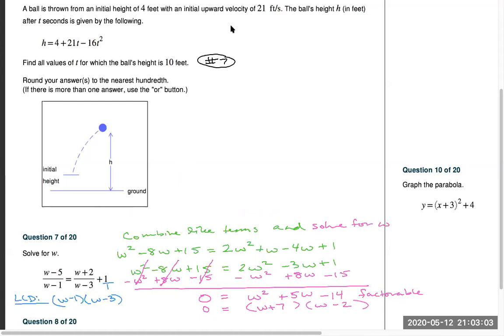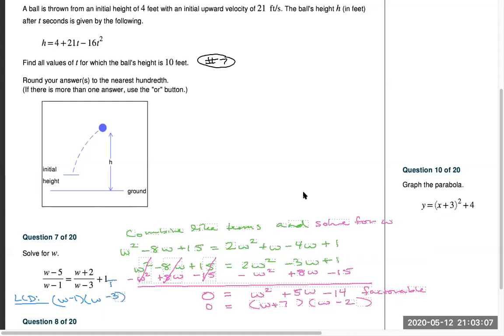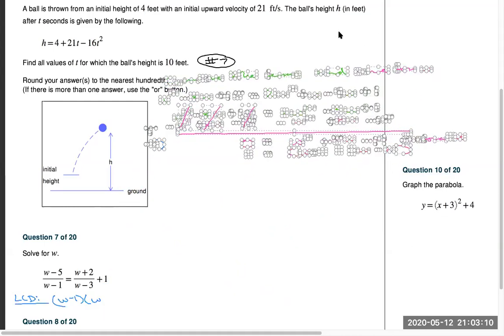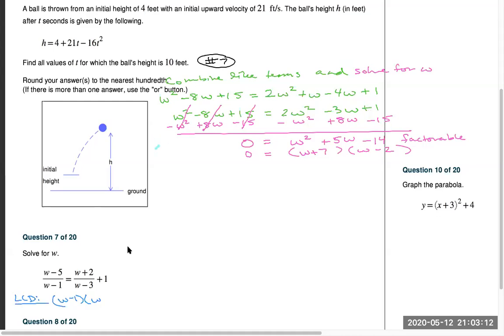Okay, so let's select all these. All right. Okay, so now basically from here we're going to use zero product property. That's saying w plus 7 can be equal to 0 or w minus 2 can be equal to 0, and that makes this part of the equation true. So w equals -7 or w equals 2.